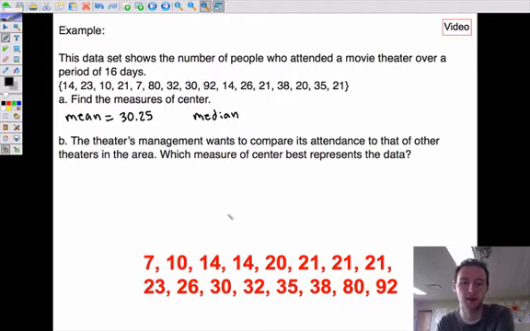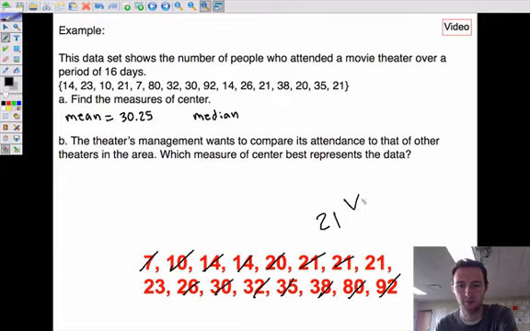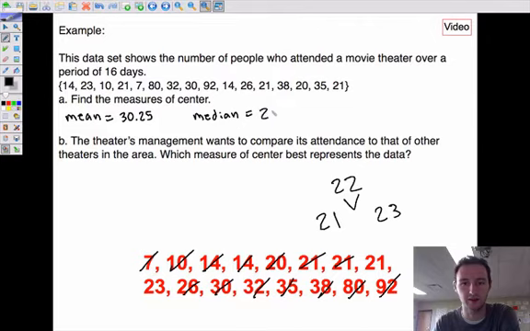For the median, probably the easiest way to find it is to put all of these numbers in order from smallest to largest, which I've done down here with these red numbers, and then just cross off one at a time until you get to the middle. The two we have left are 21 and 23. Since we have an even number of values, I'm just going to find what's in the middle of 21 and 23, and that's 22. So I'm going to go with a median of 22.